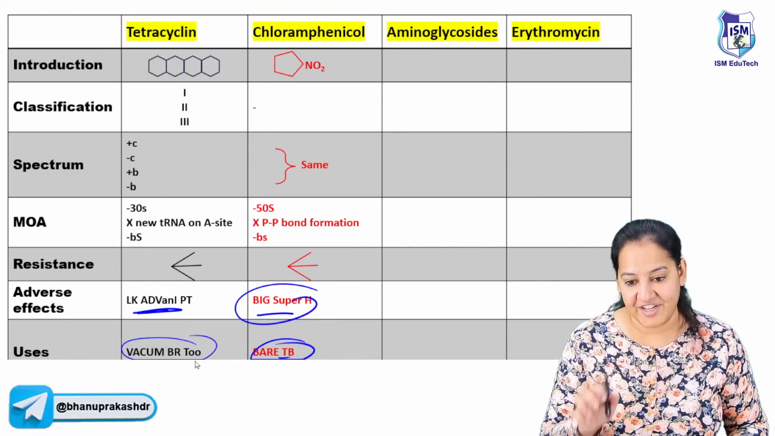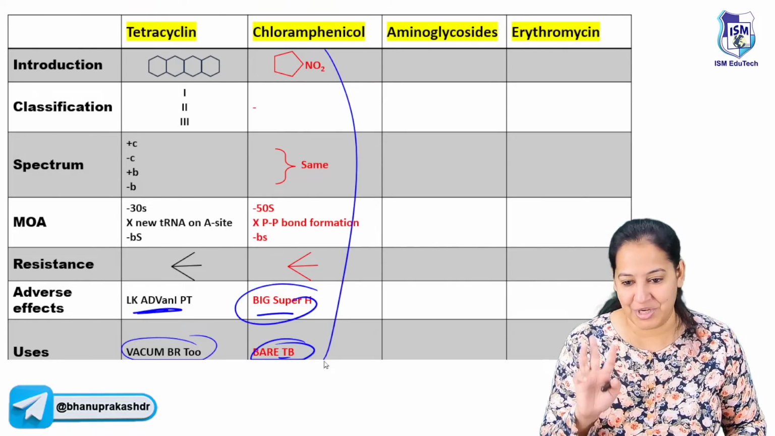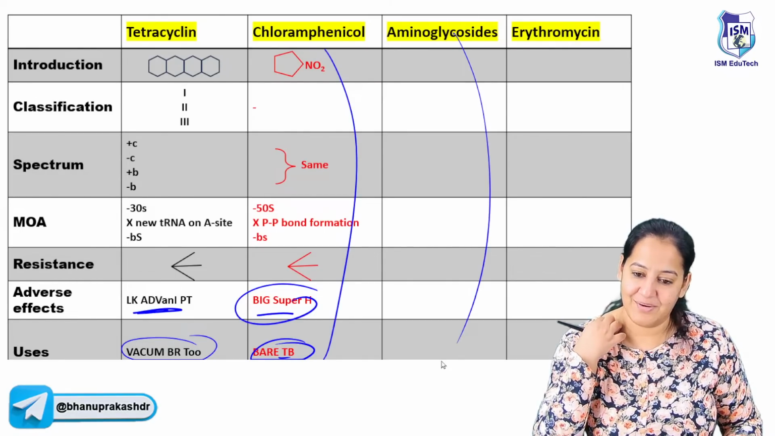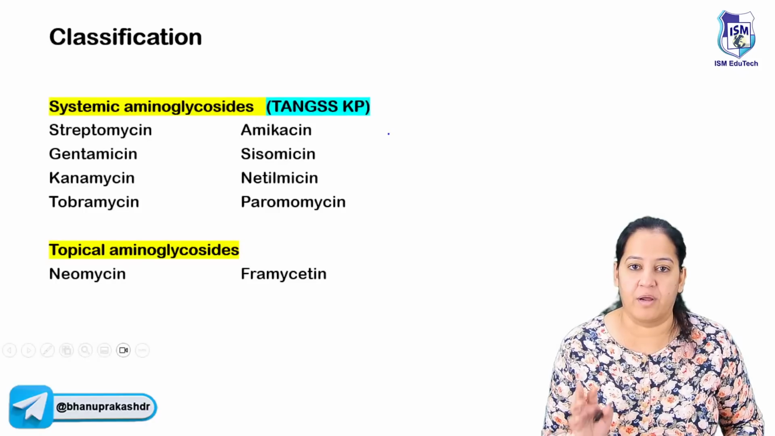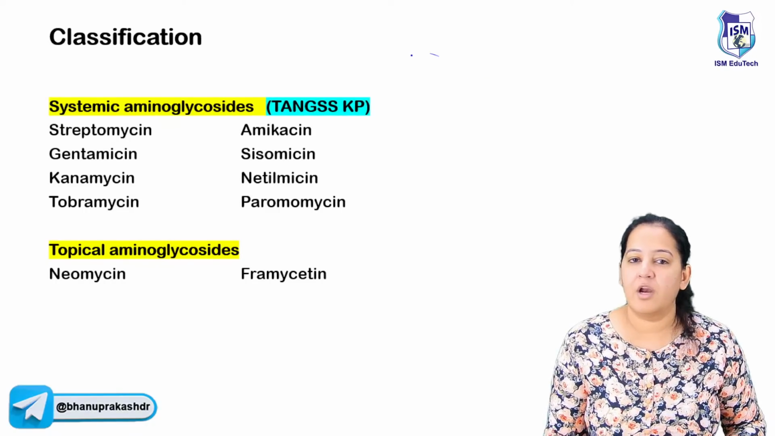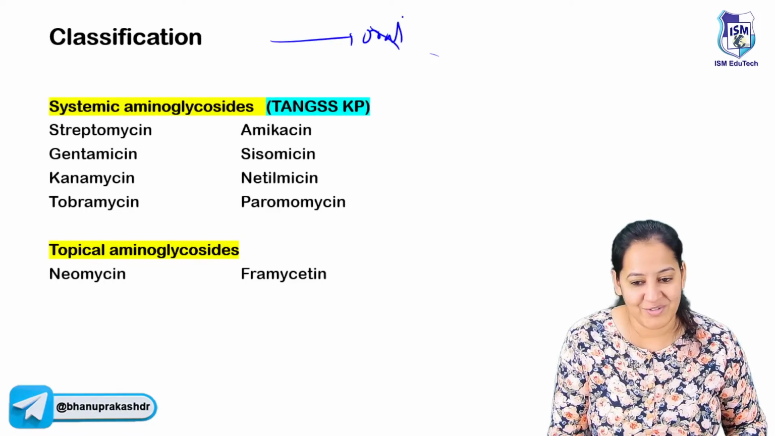Okay, so this is the second chapter. We are done. In the next 2-3 minutes, we are going to finish aminoglycosides. So let's come to aminoglycosides. The classification you have to learn. There are questions on aminoglycoside. None of the aminoglycosides is oral. It is not available orally.